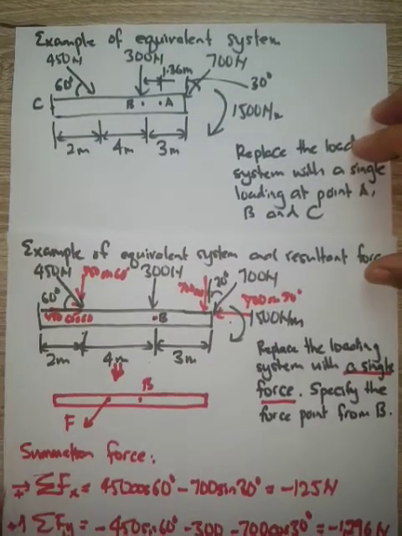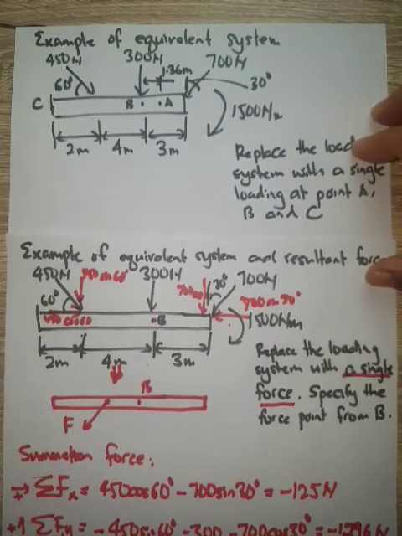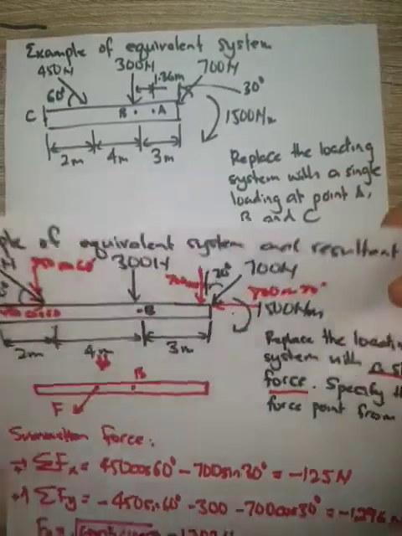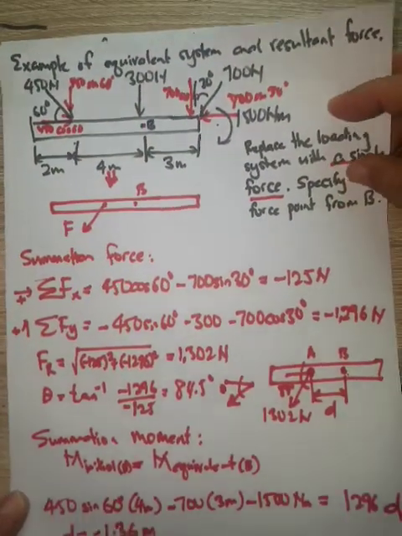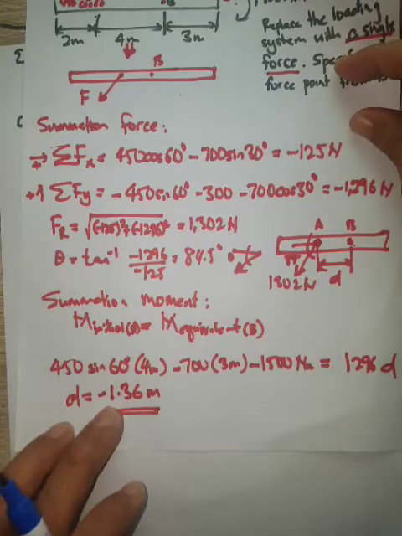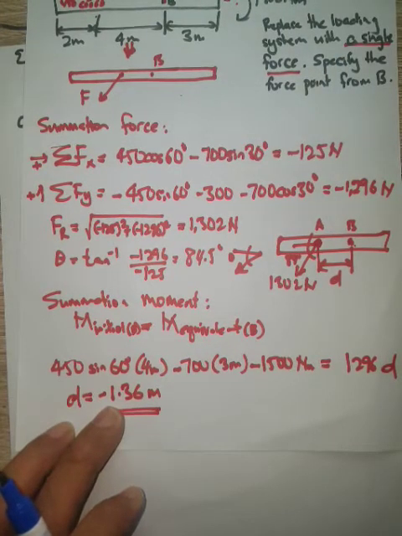Now I would like to show you an example from the previous problem. Actually, the previous problem we got the result. For this problem, we got the result of D is negative 1.36 meter. Actually, what is the meaning of negative?